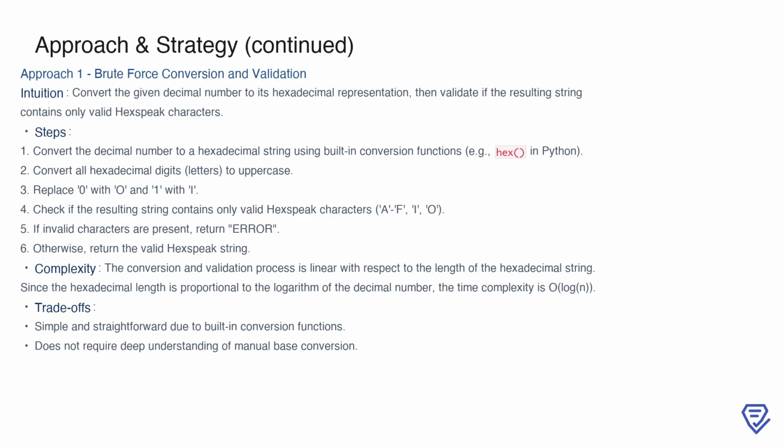This approach is straightforward and efficient, with a time complexity of O(log n), since the length of the hexadecimal string corresponds to the logarithm of the decimal number. While simple, this method benefits from leveraging built-in functions, making it less error-prone and easier to implement.